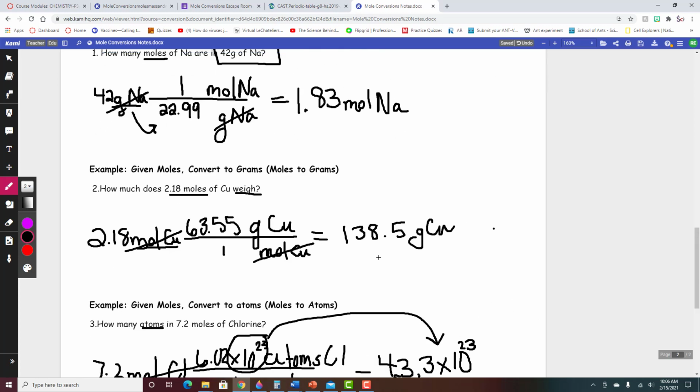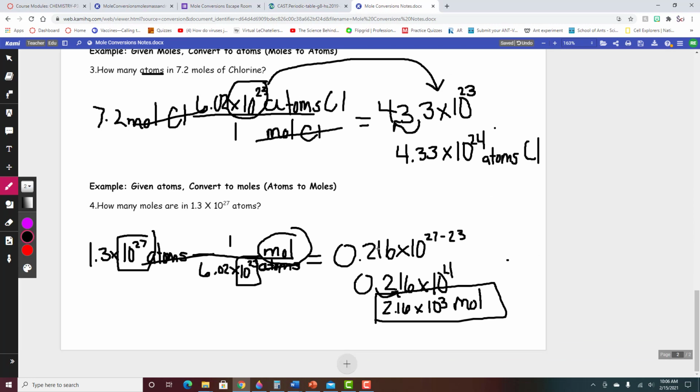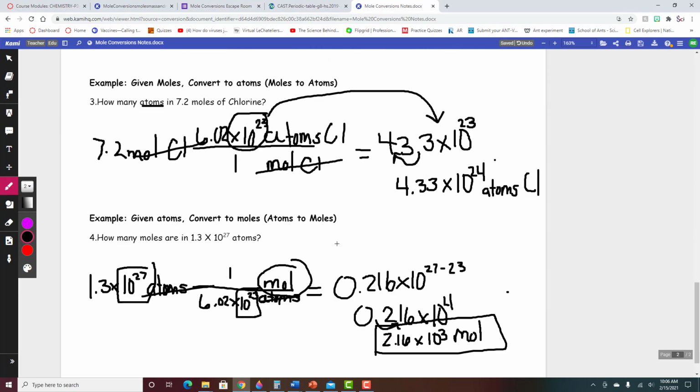So these are the 4 different kinds of dimensional analysis problems that you are going to be asked to do this week. So I gave you an example of each one.